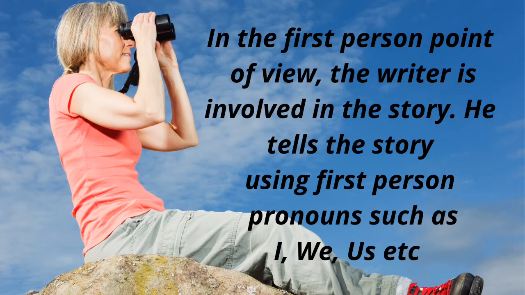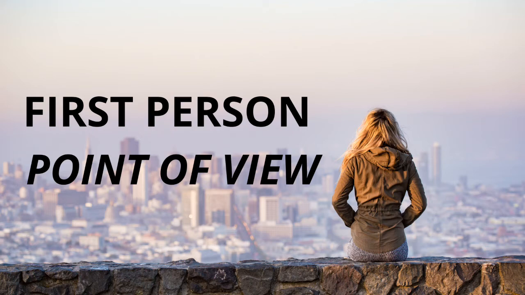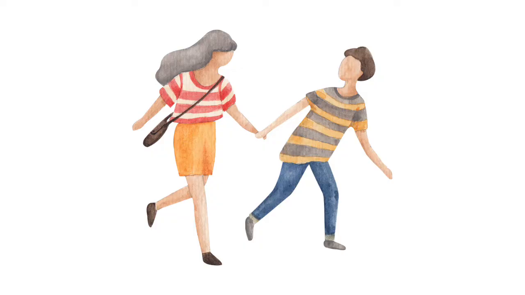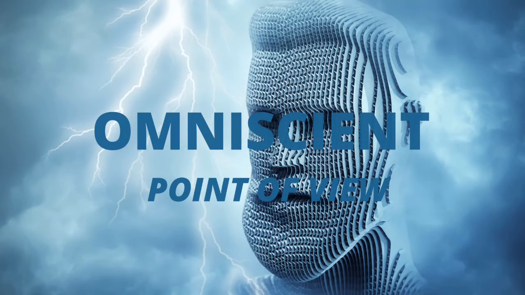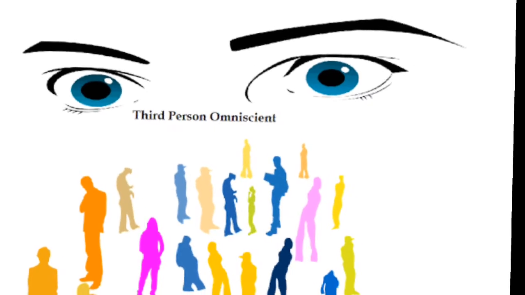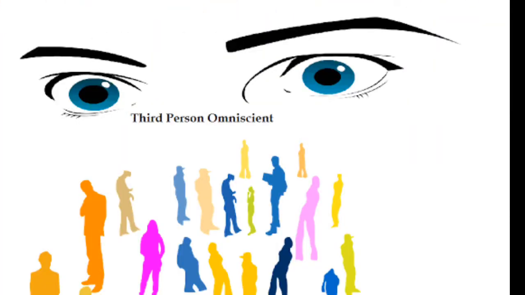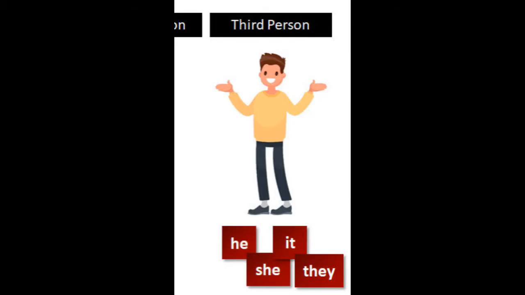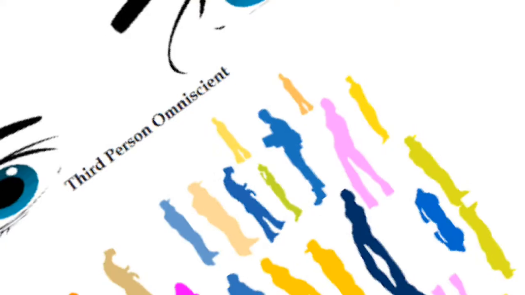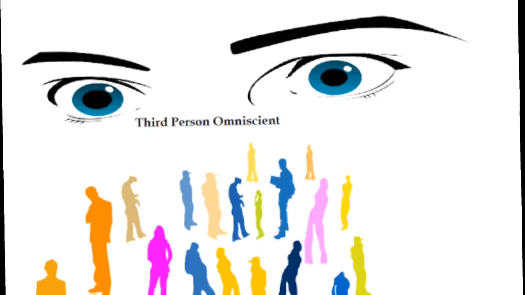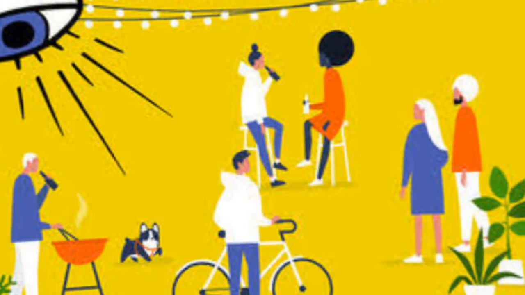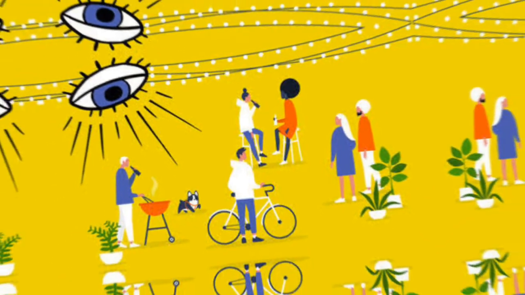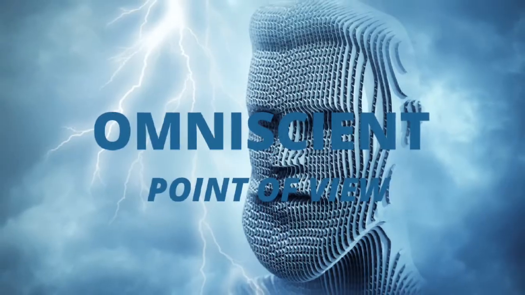Whatever the author tells us is what we believe, because the author is directly involved in the story. In the omniscient point of view, the author is said to know everything about everyone in the story. The author knows and sees everything that happens in the story. The narrator uses third person pronouns such as he, she, they, them. Here, the author is not involved directly in the story. The author tells us what happens, as the narrator knows everything about everyone in the story. The omniscient point of view can also be known as the third person point of view.